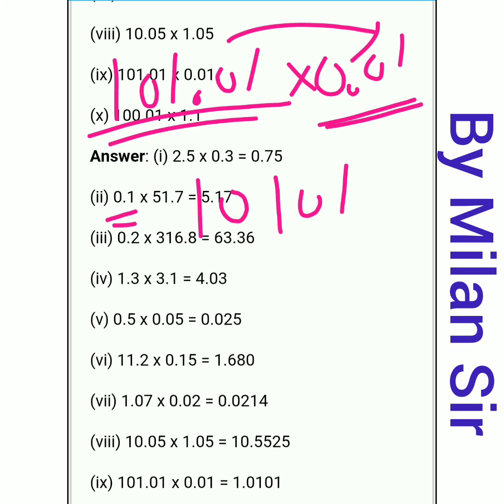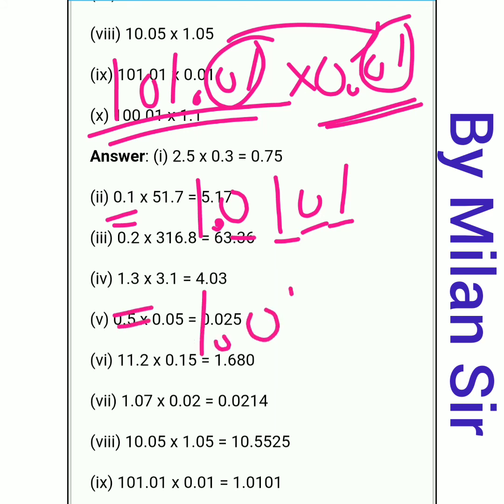Now in the first number we have 2 digits after the decimal point, and in the second number we also have 2 digits after the decimal point. So we need to put our decimal point before the 4 digits. So 1 2 3 4, before these 4 digits we need to put the decimal point. So our answer is 1.0101. This is the final answer.